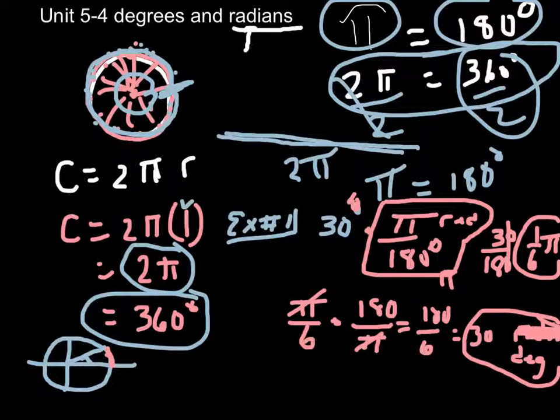So there you go. That's how you figure out your conversion. If you start with degrees, you multiply it by pi over 180. If you start with radians, you multiply it by 180 over pi.